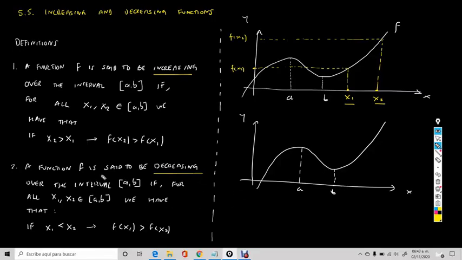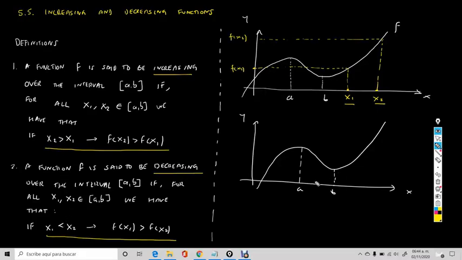What does it say? A function f is said to be decreasing over the interval AB if for all x1 and x2 in such interval AB, we have that if x1 is less than x2, then f of x1 is greater than f of x2. Pay a lot of attention, guys, to these two statements because they are different, okay? They are different only in this greater or lesser sign. But that makes the whole thing different.